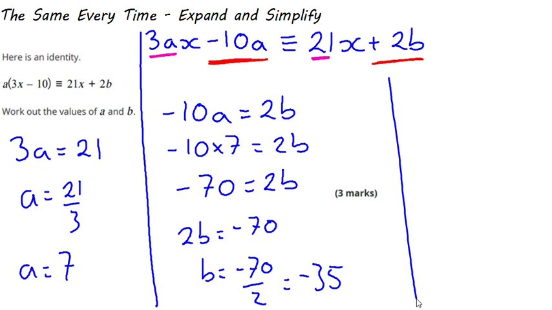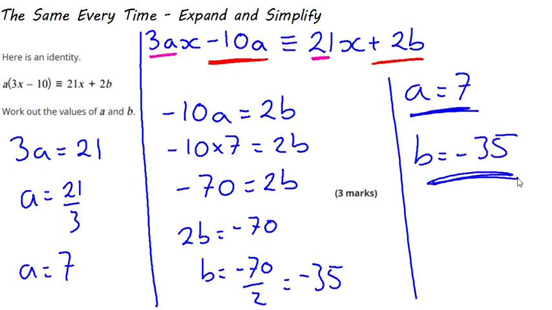However, I am just going to write down at the end of my question my final answers: that A equals 7 and that B must be negative 35. So even though this question doesn't look very nice when you first see it, we can use all the skills that we've learned and we can solve this question. We can get ourselves into the marks. The same every time, isn't it? Apart from the numbers, all the same skills. Get yourself into the marks, get yourself into the grades.